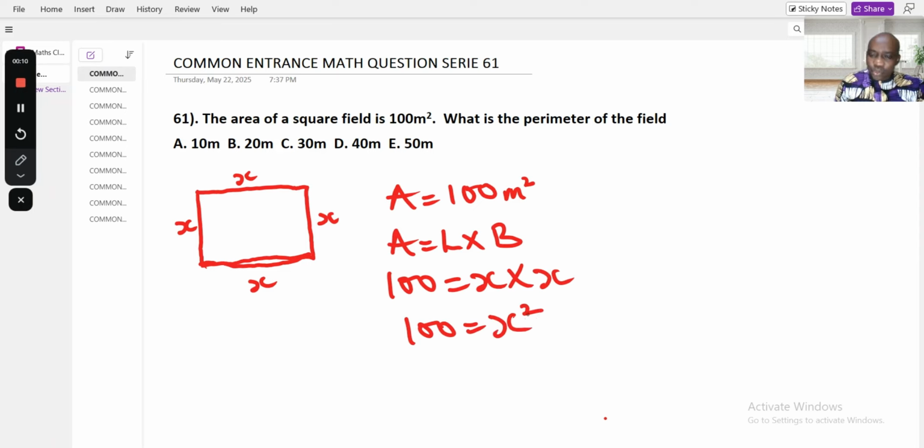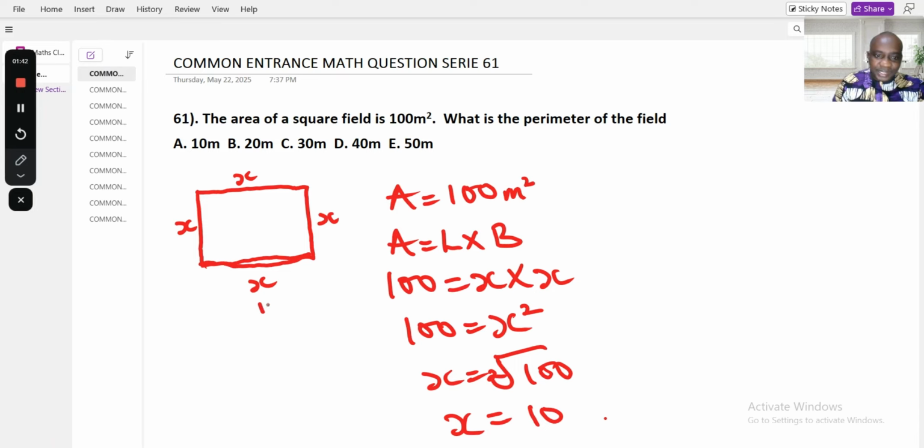Now the x square, just drop it on this 100. The square root of 100. What is the square root of 100? The same number that you can multiply together that will give you 100. What is that? It is 10, which means x equals 10. One side is 10.